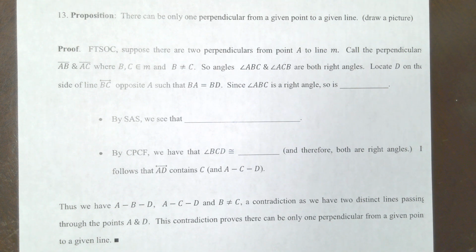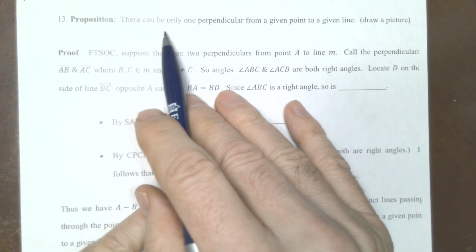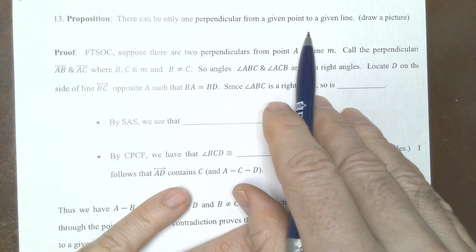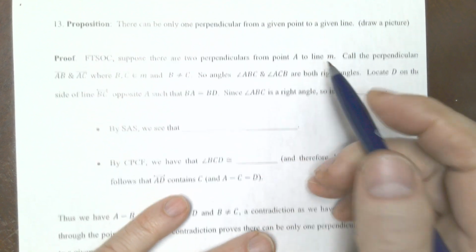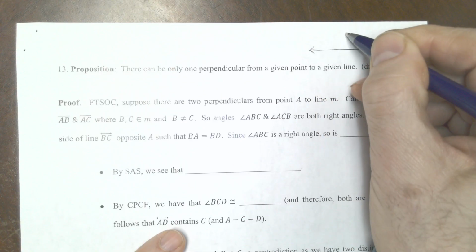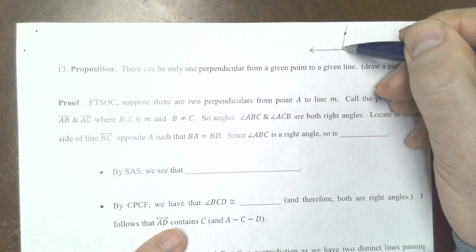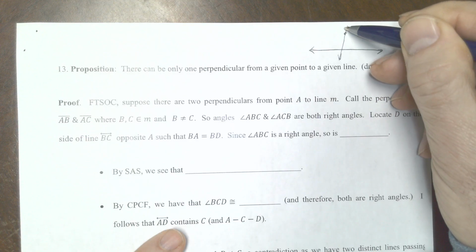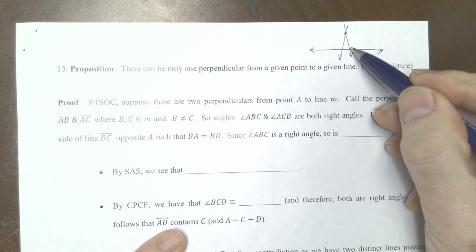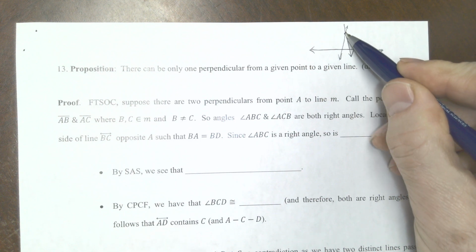To finish up this section, let's state and prove a proposition. It says there can only be one perpendicular from a given point to a given line. So essentially that's saying if you have a line and a point, you can't have a perpendicular like this going through that point and a perpendicular like that going through the point. There is one and only one perpendicular to this line that passes through that point.